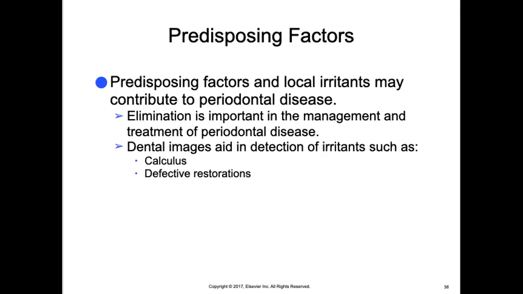There are some predisposing factors and local irritants that may contribute to periodontal disease. Elimination is important in the management and treatment of periodontal disease. Dental images aid in detection of certain irritants such as calculus or defective restorations. So the effect of certain medications, tobacco use, and conditions such as diabetes are all considered risk factors for periodontal disease.